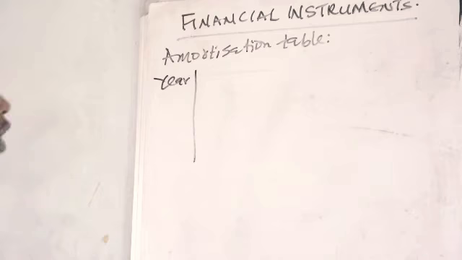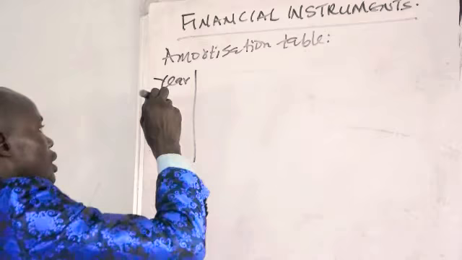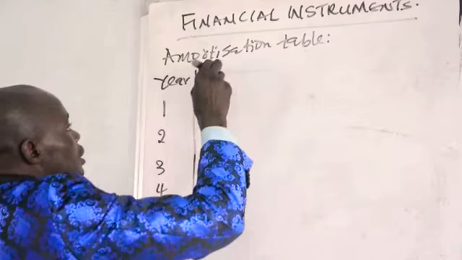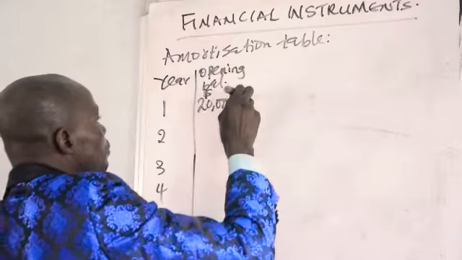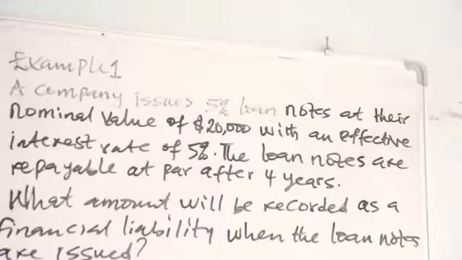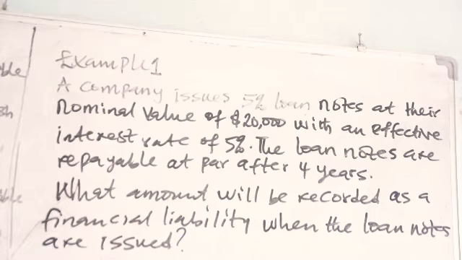It's not stated, so year 1, 2, 3, 4. You have the opening balance. The actual amount of the loan is $20,000. After that, you have finance costs. I've told you that the finance cost should be calculated at the effective interest rate.